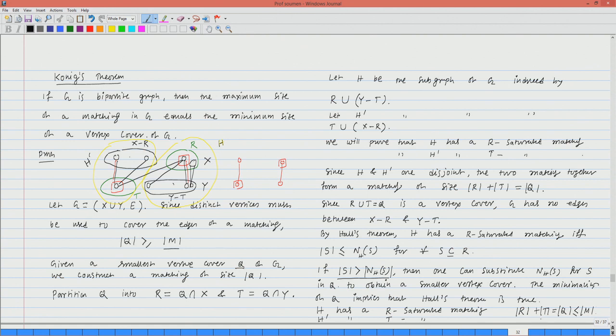So, from this part we got Q is greater than or equal to M, and here we got Q is less than or equal to M. Combining these two inequalities, I get the cardinality of Q is the cardinality of M. So, that is the proof of the theorem that the size of the maximum matching is equal to the size of the minimum vertex cover in a bipartite graph.